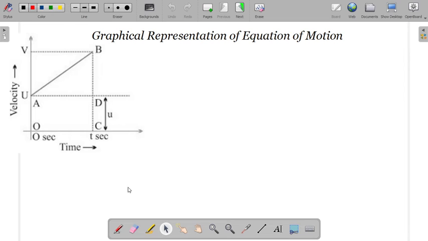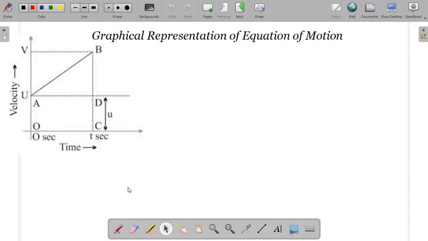Good morning, students. I hope that in previous lectures we had already discussed how we can solve the algebraic expressions for the equations of motion, how we can derive them. And in this video lecture, in this session, we are going to discuss how we can derive those same equations by graphical method, by graphical representation. This is a very important topic in your curriculum and today we are going to complete this.